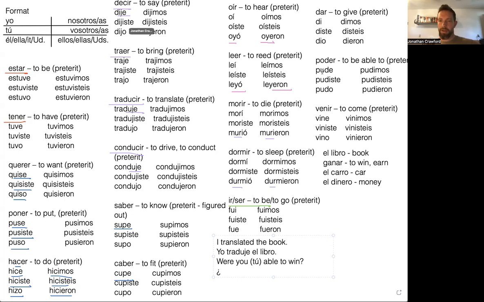So to be able to is poder right here. What's the tú form for poder? Pudiste. So we say pudiste. And then to win is ganar right here. Do you have to conjugate ganar? No, you don't. Because if you have two verbs, only the first verb is conjugated and the second verb is left in the infinitive form, just like it is in English. To win. And ganar means to win. Pudiste ganar.